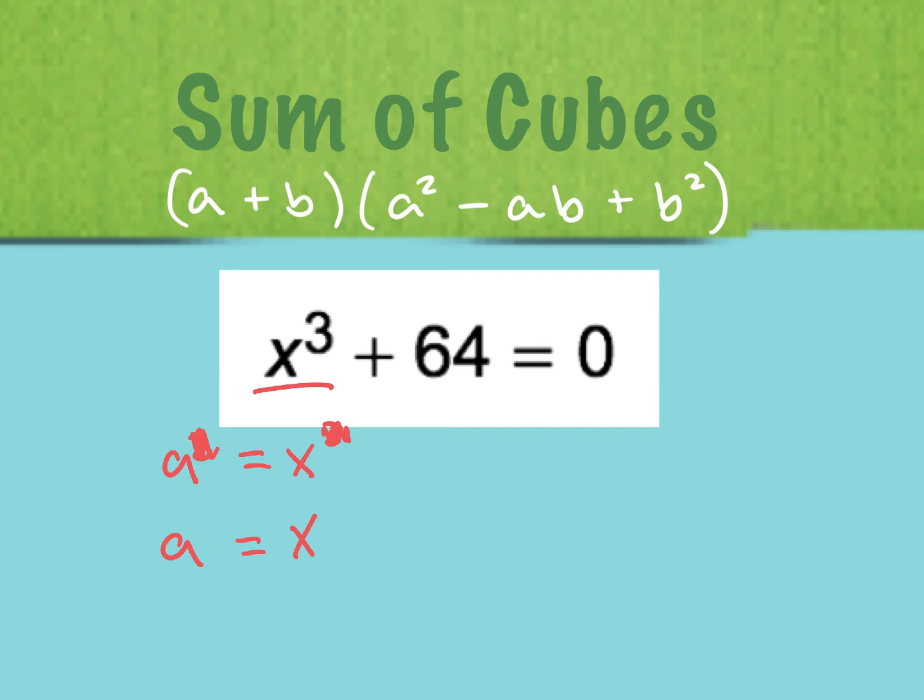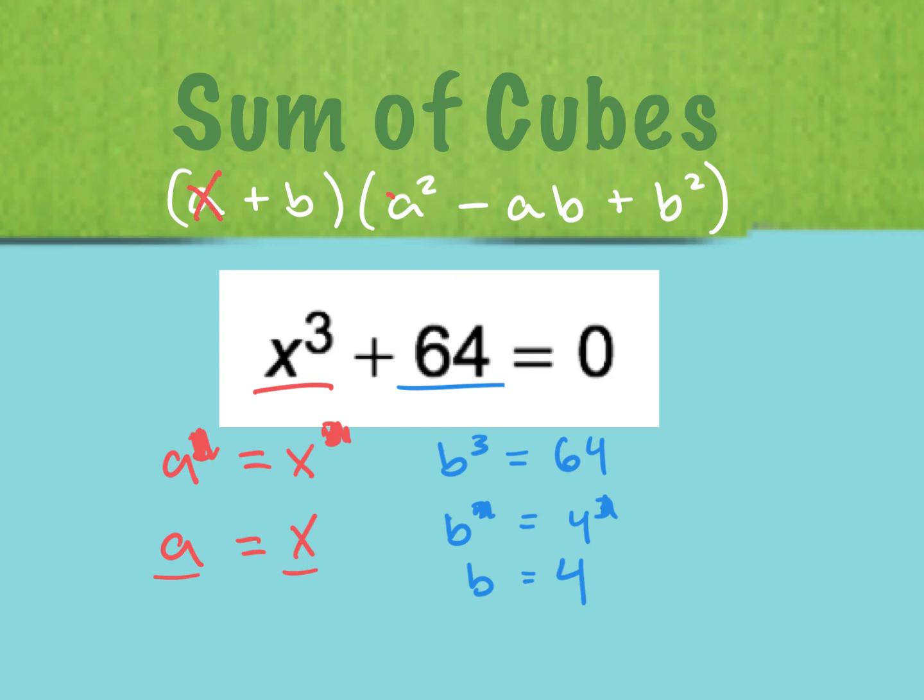Next, we have b cubed is the second part. So b cubed is 64. What number cubed gives us 64? 4 to the third power. So what would just b be? If I cross out the cubes, what's just b? 4. So in my formula, everywhere that I see a, I'm going to plug in an x.